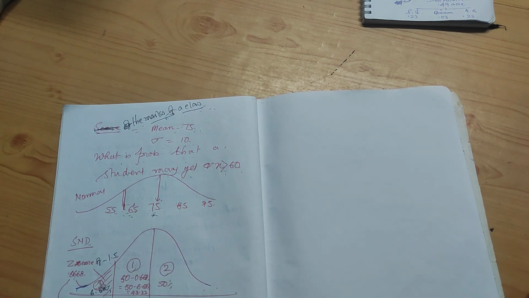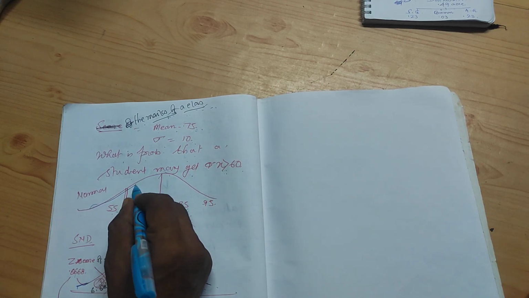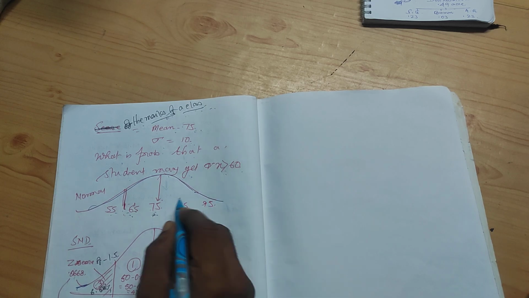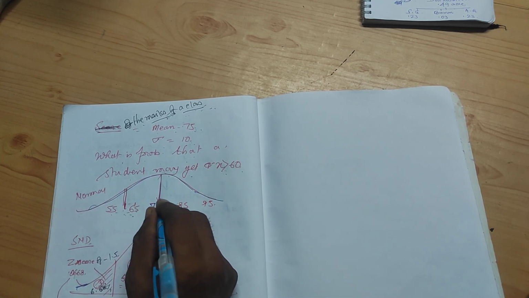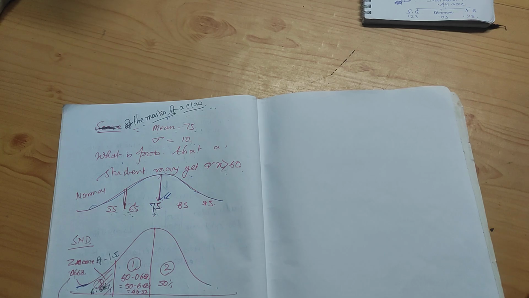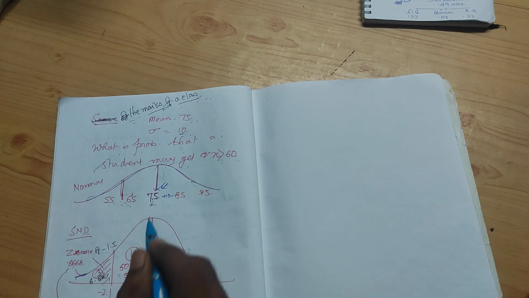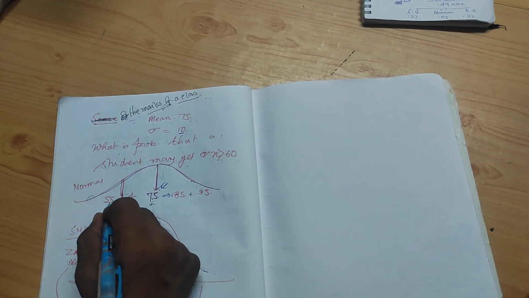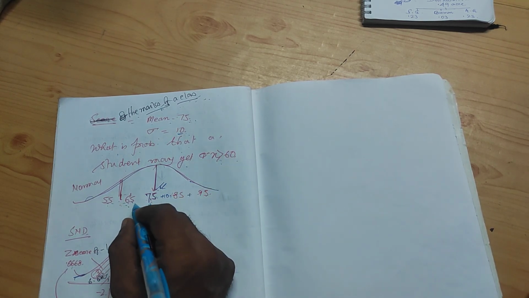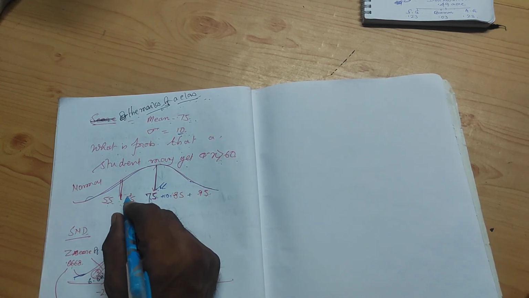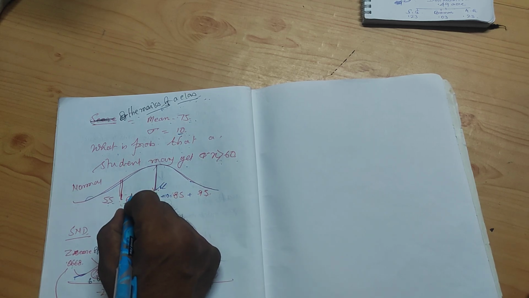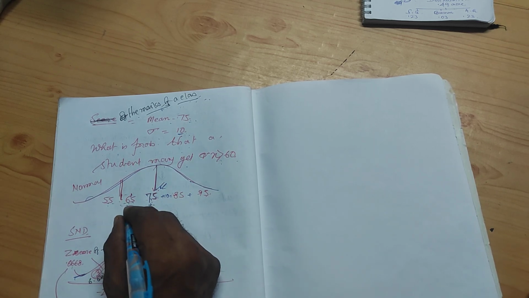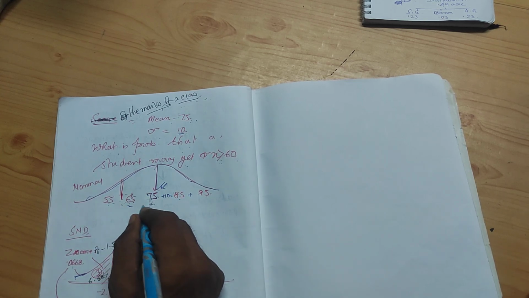If we plot it, it is the bell-shaped curve of the normal distribution, and the mean mu is 75. Standard deviation is 10. So 75 plus 10 is 85, plus 10 is 95. Here it is 65, and here it is 55. Now if we want to get the probability of getting 65 marks, we can use the empirical method.